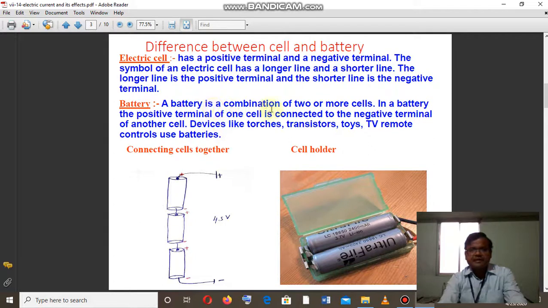A battery is a combination of two or more cells. In battery, the positive terminal of one cell is connected to the negative terminal of another cell. Devices like torch, transistors, toys, TV remote controls use battery. This is how the cells are connected. This is the cell holder consisting of cells. Let us see this in a video.